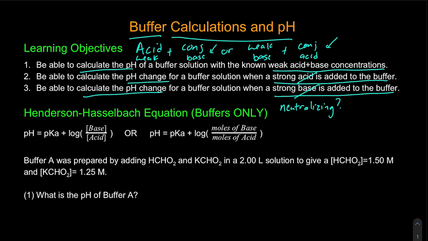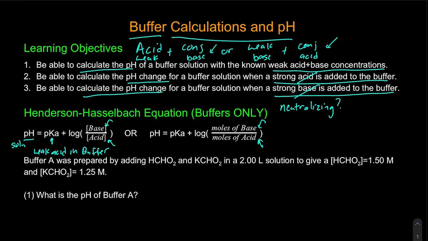Now, when we're using a buffer and identifying what the pH is or how it's changing, we have a magnificent tool, the Henderson-Hasselbalch equation. It tells us that the pH of our solution is equal to the pKa of whatever weak acid we have in the buffer, plus the log ratio of the concentration of our base to acid, or the mole ratio of our base to acid. We can use these interchangeably, and we'll talk about why we would choose one versus the other.